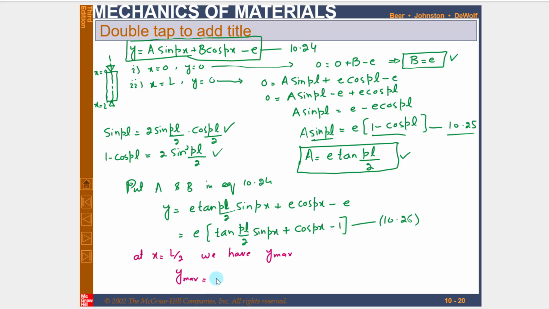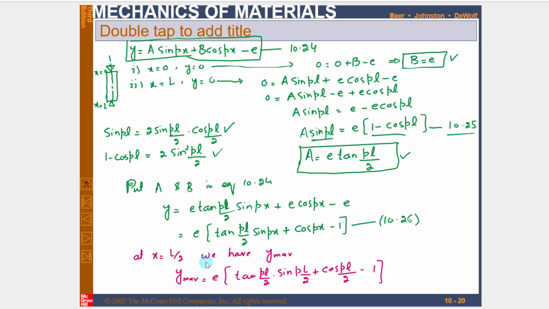So when you put x equal to L by 2, y max becomes equal to e into tangent of pL over 2 into sine of pL over 2, since instead of x we put L by 2. Similarly, cos of pL over 2 minus 1. So this will be the equation of maximum deflection.